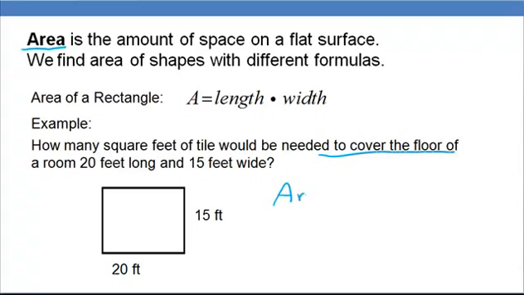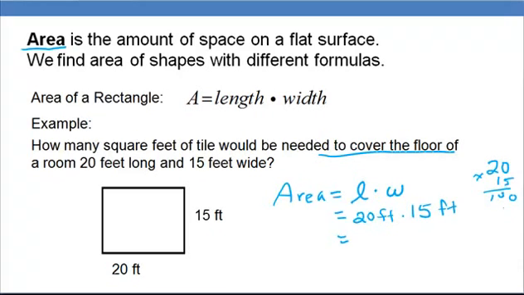So our area equals the length times the width. I'll just abbreviate there. We'll substitute 20 feet times 15 feet. Do the multiplication, 20 times 15. We get 300, and this is feet times feet, so it will be square feet. Or you could write it in words, square feet.